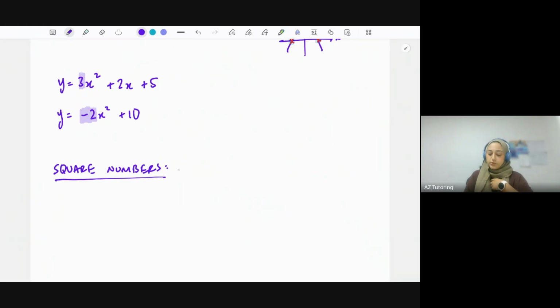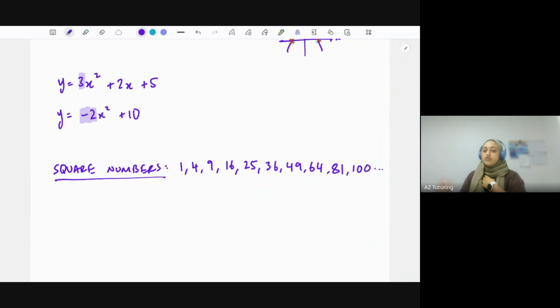So 1 squared is 1. 2 squared, 2 times 2 is 4. 3 squared is 9. 4 squared is 16, 25, 36, 49, 64, 81, 100. So, and 121, 144. Your cube numbers is when you cube them. Now we're going to be talking about surds later on today as well. So this is where the square numbers will also be important. Now the cube numbers is just cubing the numbers.